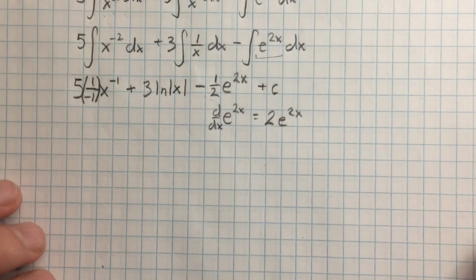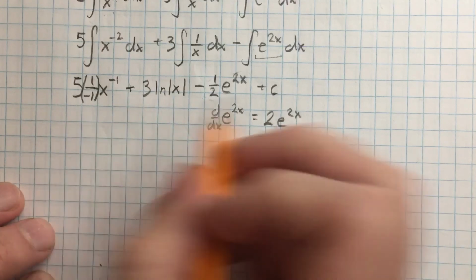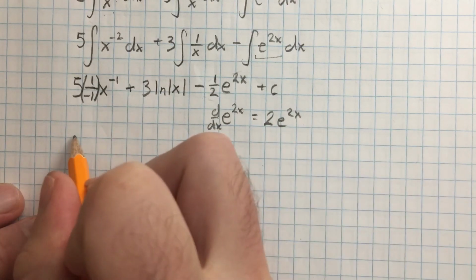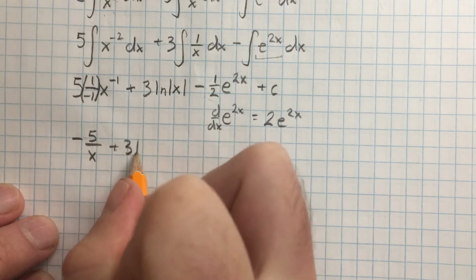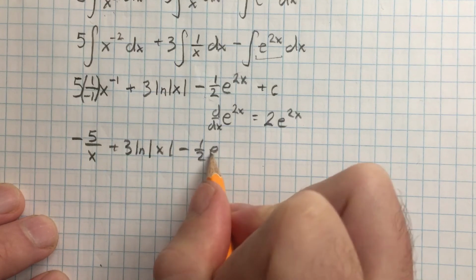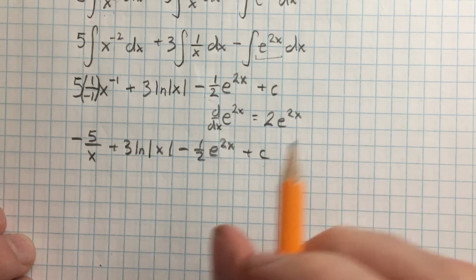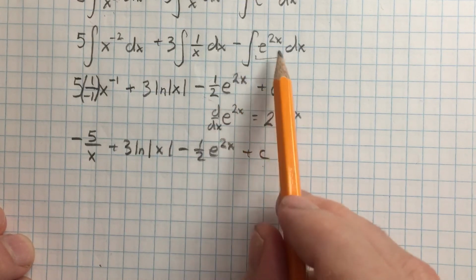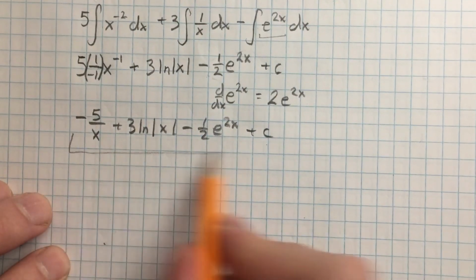Okay, so now we have, simplifying this just a little bit, negative 5 over x plus 3 ln magnitude x minus 1/2 e to the 2x plus c. And so we have another rule that we've kind of thought about here that we can now write out. So there's our answer to that problem.